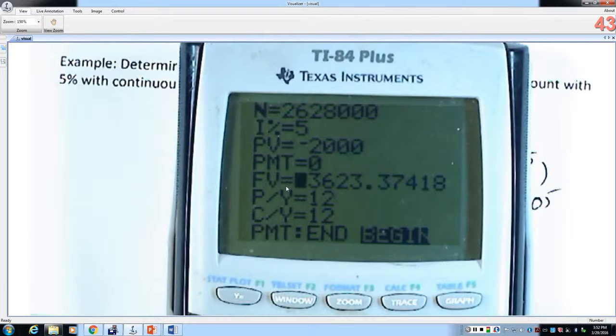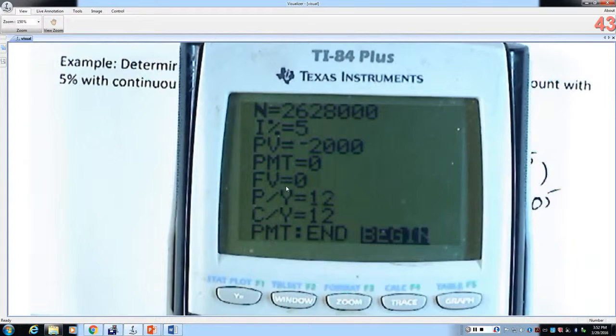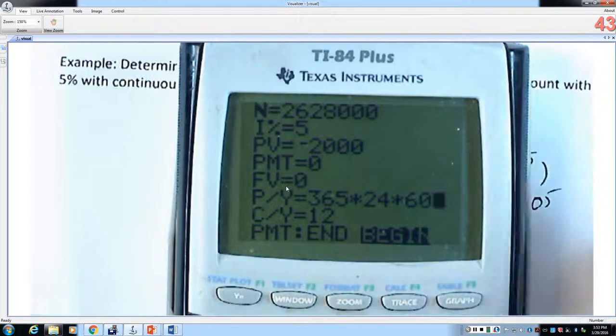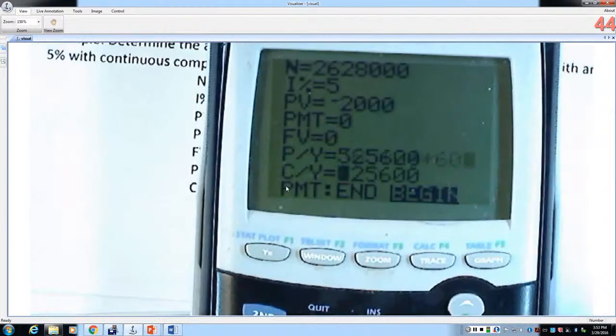Payments, I ignore that right now. Future value, that's what I'm going to calculate. Now again, I'm compounding continuously, and for that it is 365 times 24 hours times 60 minutes. Okay, that's what we're doing, and that's what we have right there. And we press enter, we get the same thing on the other.